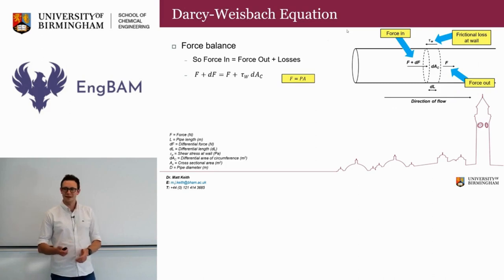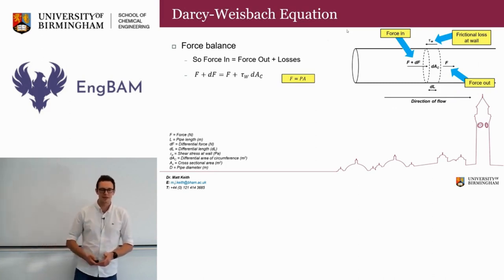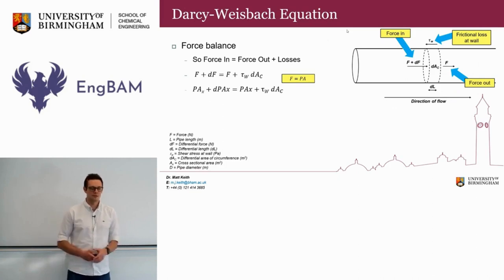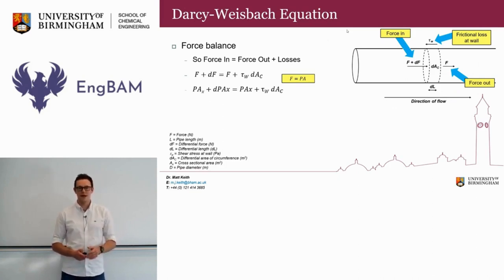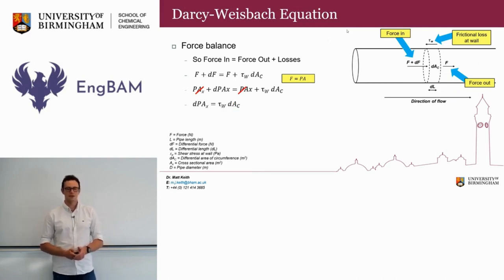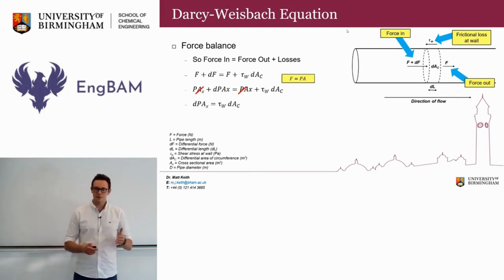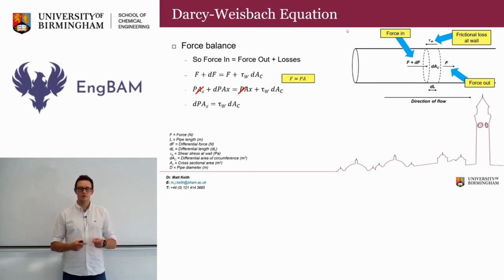And if you're studying physics, you might know that force is equal to pressure times the area. So we can substitute that in for F, which gives us P times AX, where AX is our cross-sectional area, plus dP AX, and that's going to be equal to P AX plus tau W dAc. We notice that our cross-sectional area will cancel on both sides, and that leaves us with dP AX equals tau W dAc. And we notice here that we've got two different areas. We have AX, which is the cross-sectional area, and Ac, which is the area of the circumference of the pipe.